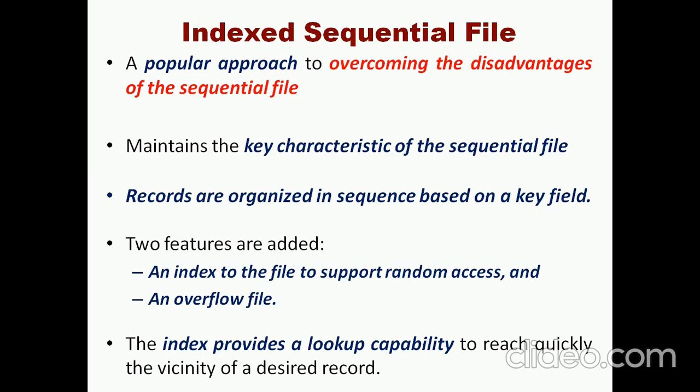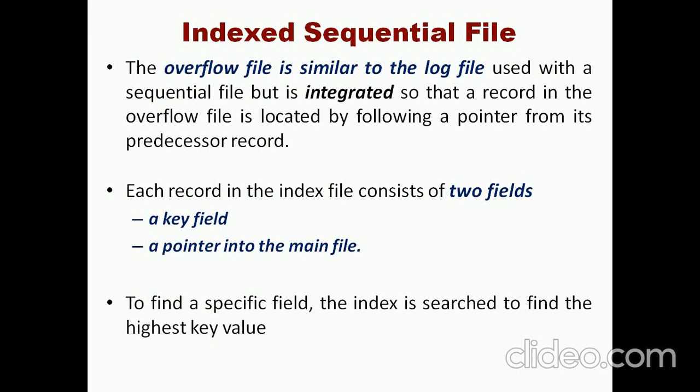And this is a far more popular approach, and it has two features added. One is the index value, added to support random access, and the other is an overflow file. The overflow file is integrated, similar to the log file, into the record to identify the pointer to the predecessor record also. So it consists of two fields: one is a key field and the other is a pointer into the main file.